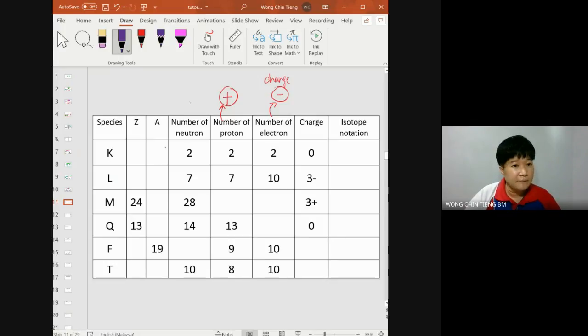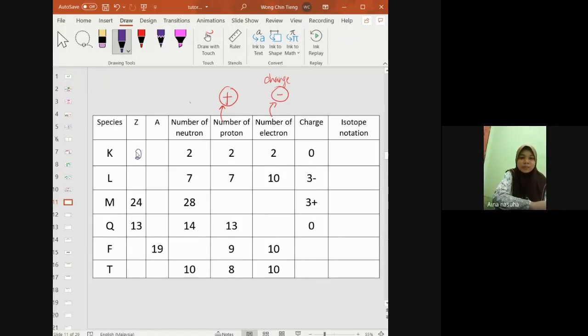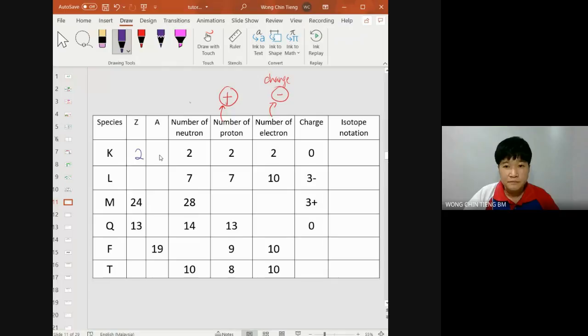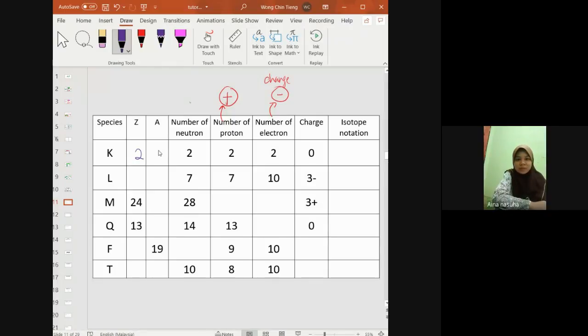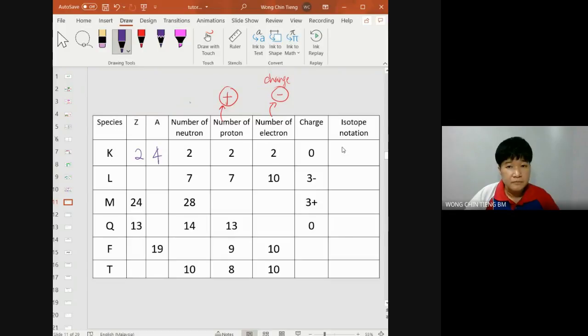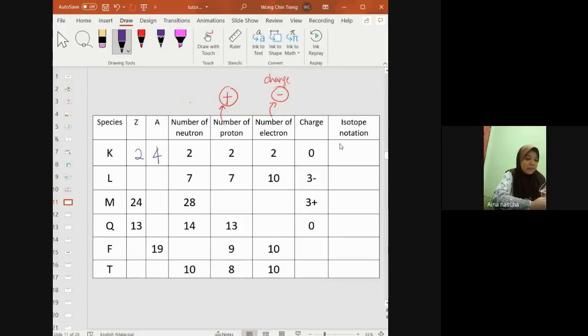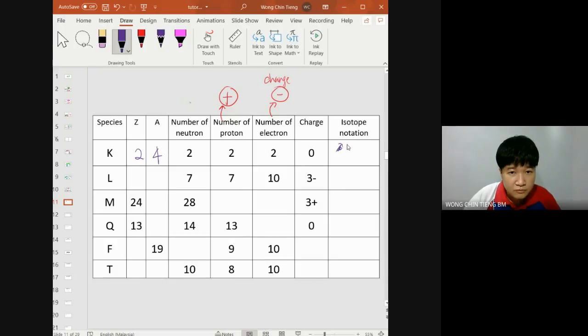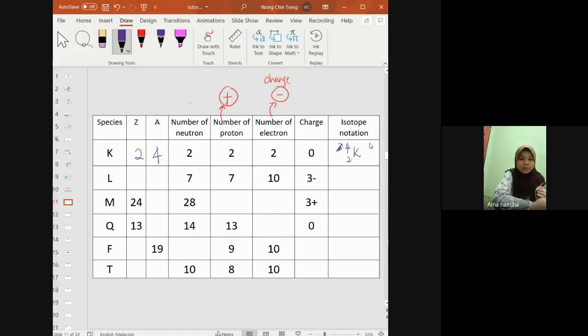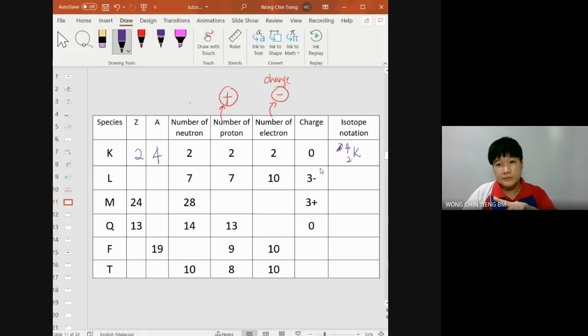Okay? So, just quick answer from anyone that I call. Aina Nasuha, K. Spesies pertama. Jawapan je. 2. Sambung. 4. Isotope notation. K 42. K. Ada charge? No. Tak ada. Ada jawapan yang salah dan kita bincang. Stop ni. Alright? Kalau tak, kita go straight je.